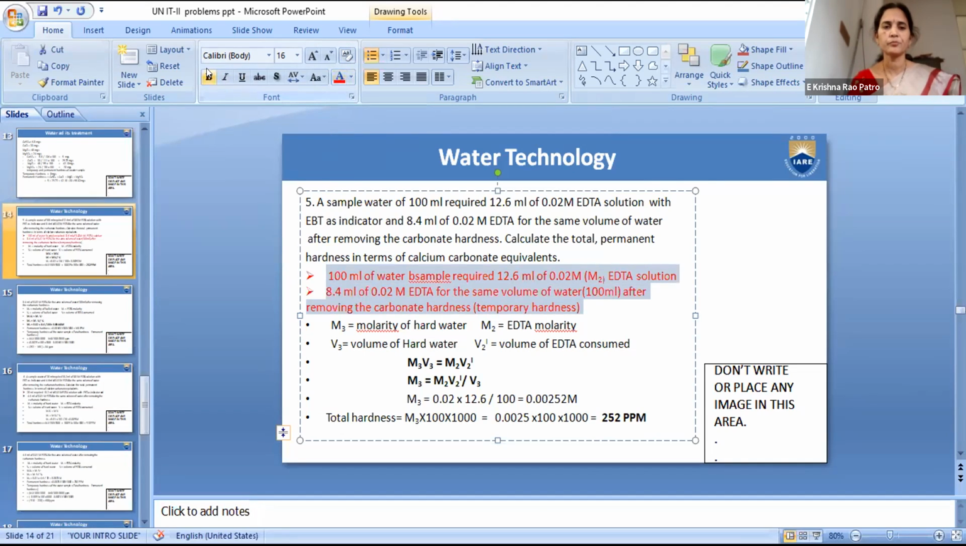Write down, everybody. 100 ml of water sample required. 12.6 ml of 0.02 molar EDTA solution.